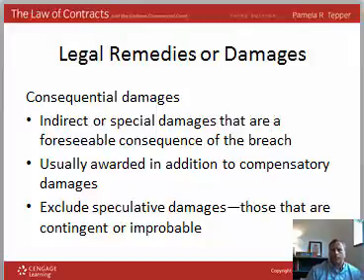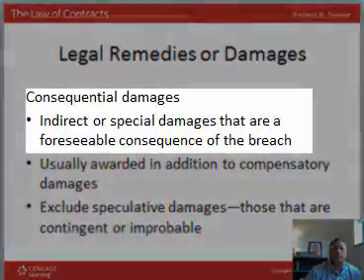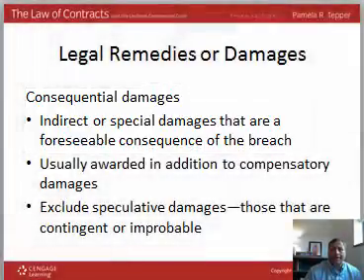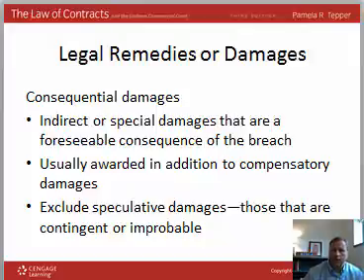In addition to compensatory damages, plaintiffs can also be awarded consequential damages, and these are indirect or special damages that are foreseeable as a consequence of a breach of an obligation under a contract. These are usually awarded, again, in addition to compensatory damages. They can't be speculative. In other words, the parties have to have reasonably known that these type of damages would result from a breach of contract.